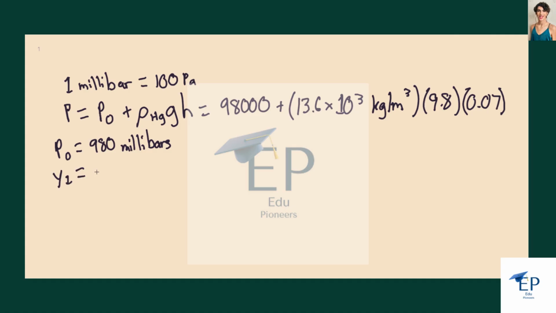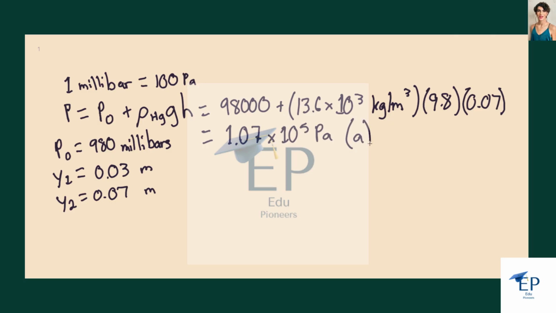We can write down y1 and y2 here. Okay, and we've converted from centimeters to meters. And then this is going to be 1.07 times 10 to the fifth pascals. And this is going to be for part A.